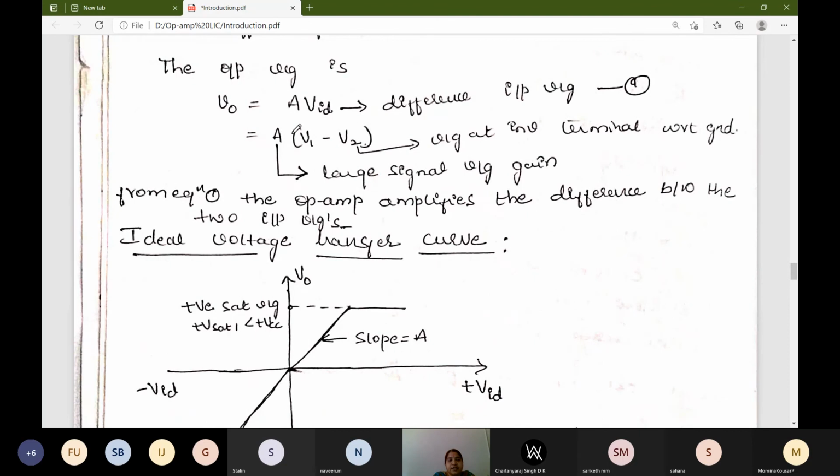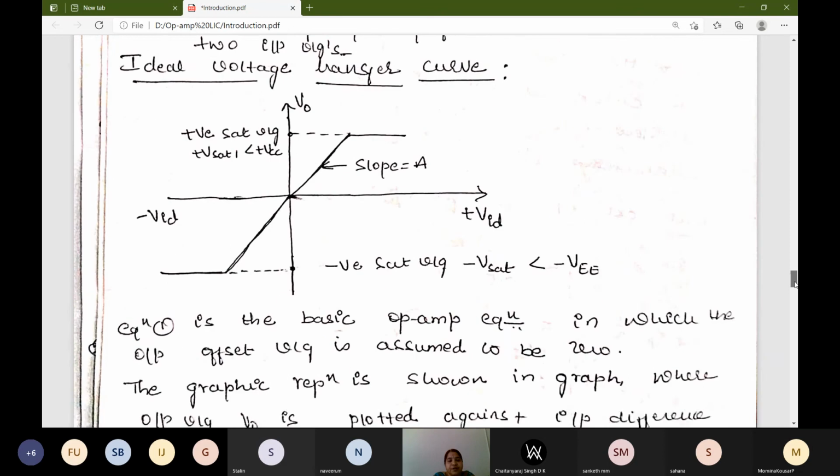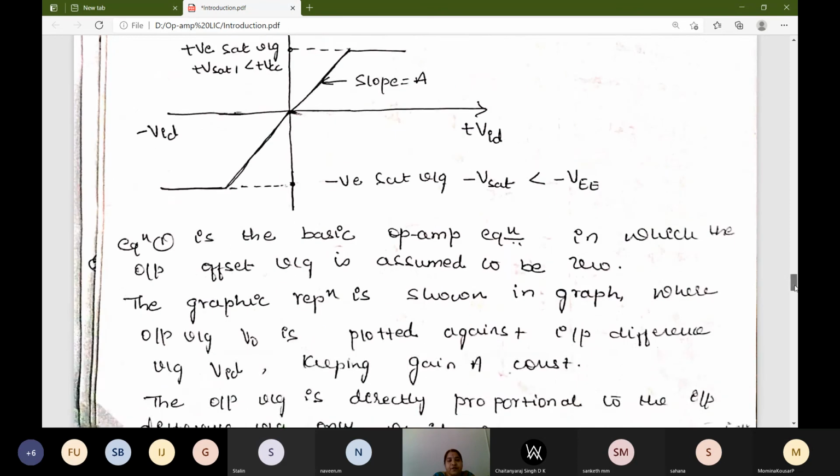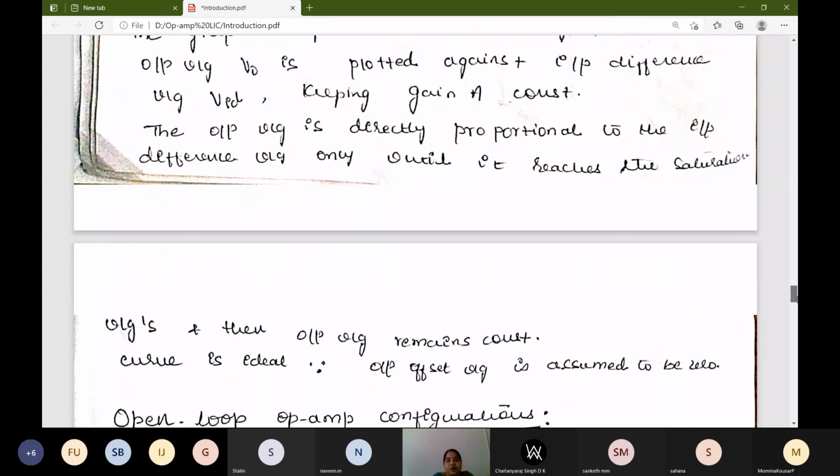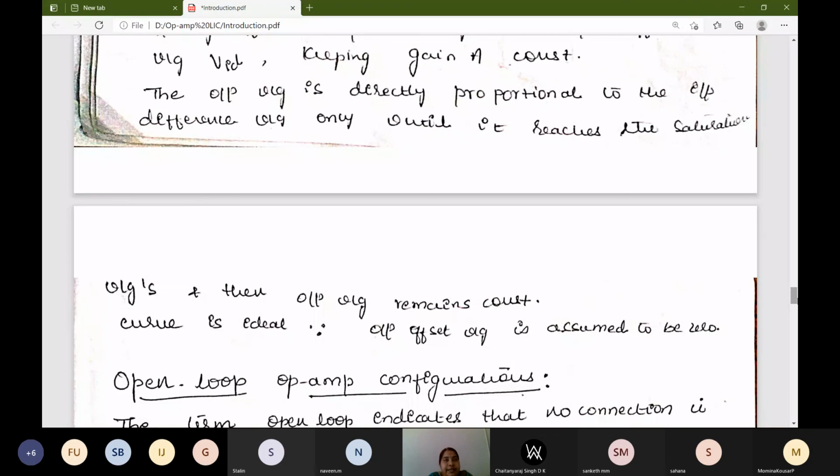So equation 1 is the basic op-amp equation, that is V0 equal to A into VID. It is a very important op-amp equation in which the output offset voltage is assumed to be 0. The graphic representation is also shown, in which the output voltage V0 is plotted against the input difference voltage, keeping gain A constant. The output voltage is directly proportional to the input difference voltage only until it reaches saturation. That is important. When it reaches saturation, there is no linear relationship between input and output, and the output voltage remains constant.